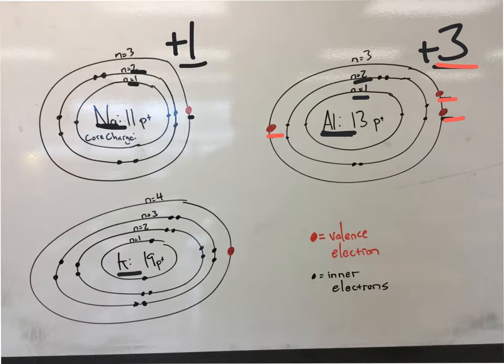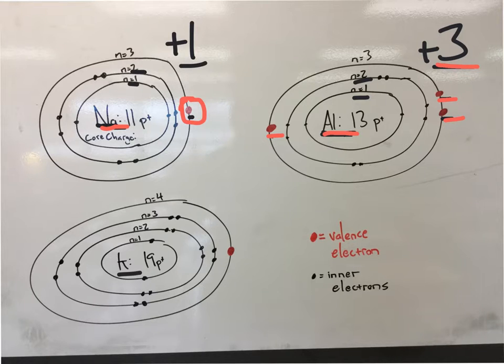So this is a way that we explain the higher reactivity of sodium and the lower reactivity of aluminum, the fact that aluminum has a higher core charge than sodium, and sodium really wants to give up this one valence electron. It does that very readily.